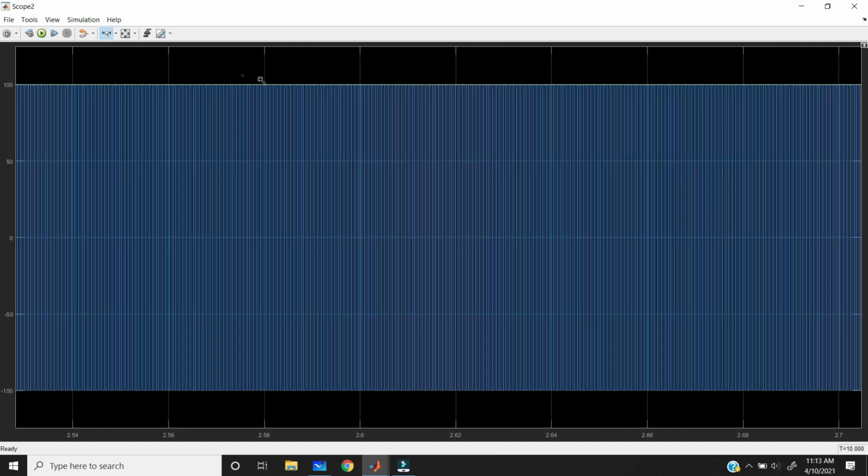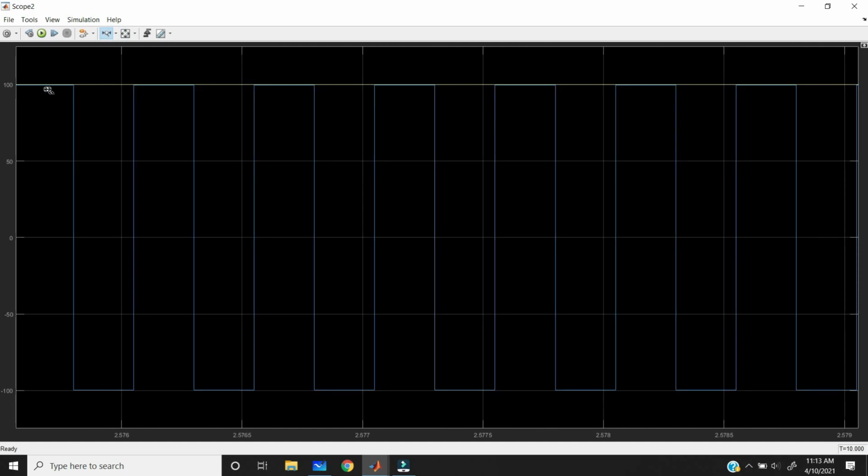Just zoom the x-axis, then you can see the exact figure. If you give the positive 100 volts, the yellow color indicates the input. If you give the positive 100 volts DC, then you get the alternating output, which the blue color indicates. You get 100 and negative 100 at the output. This is how we convert this straight line DC to alternating current. That is what we want in the output of our single phase full bridge inverter circuit.